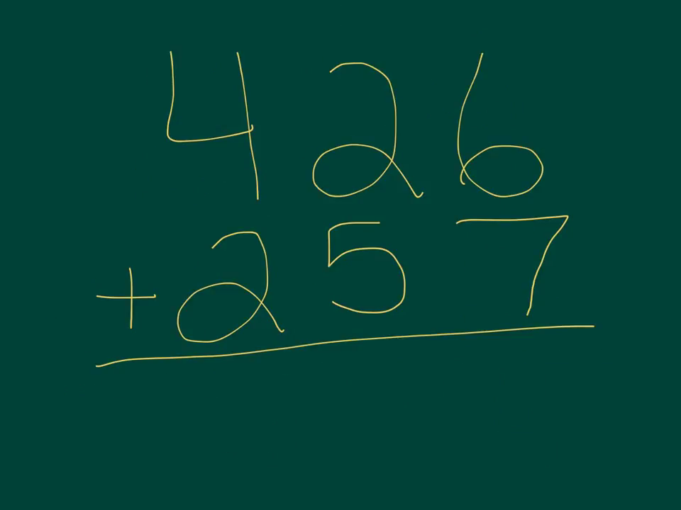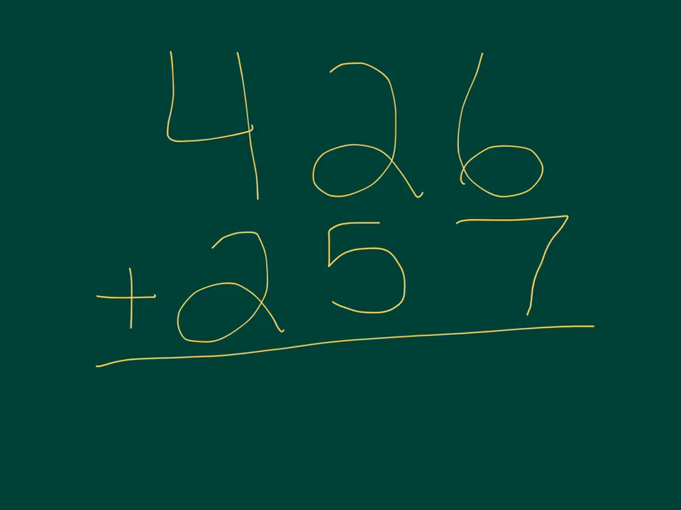Let's try another one. Okay, on this problem, once again, you can see that you're going to have to regroup. When you add 6 plus 7 in your ones column, your answer is going to be greater than 10. So you're going to have to regroup. When you add this together, hit pause and push play when you're ready.